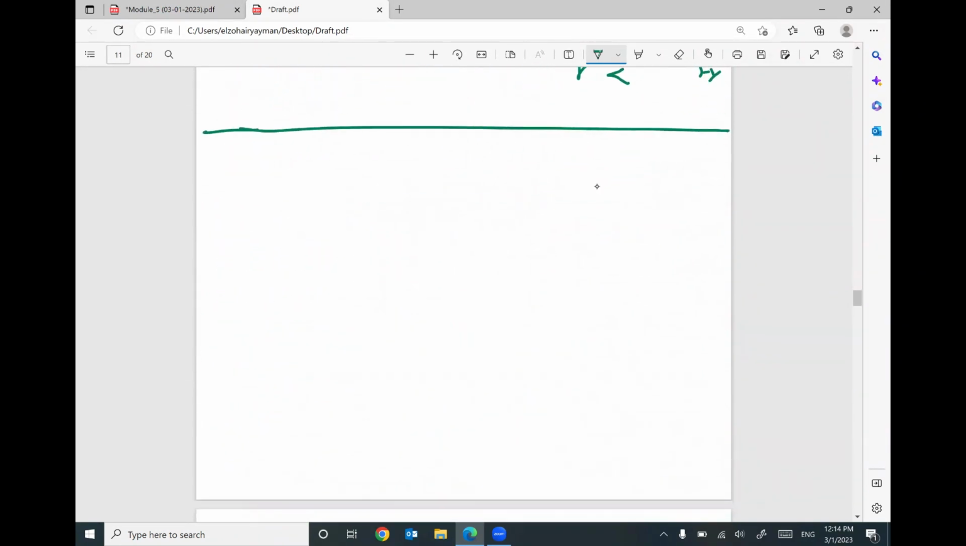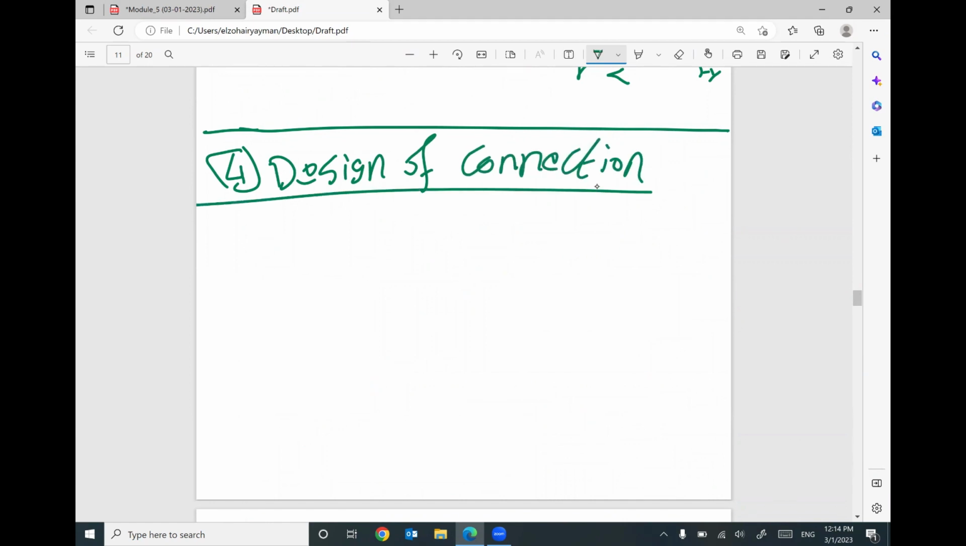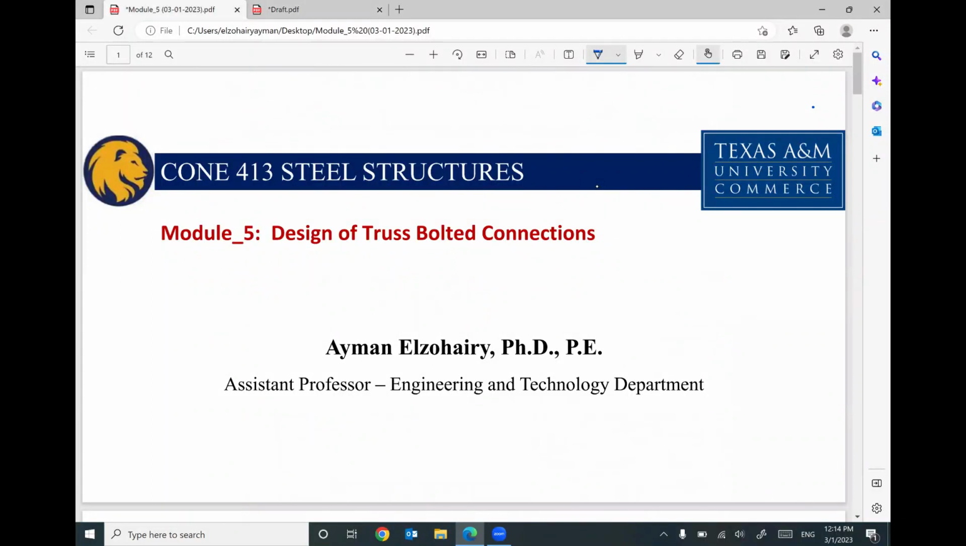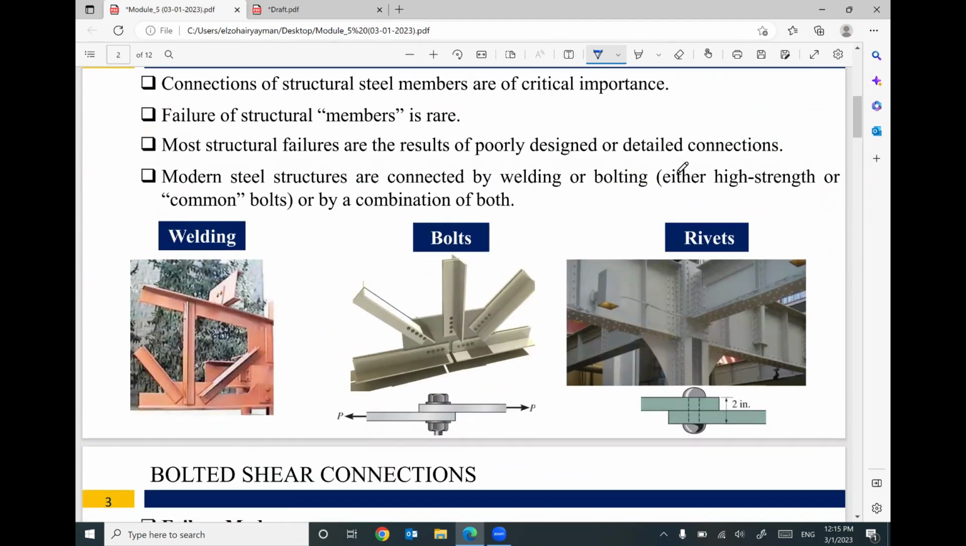Today, we will do another design, the design of connection. I'm going to start with the bolted connection. Keep in your mind that we have 3 different types of connection. You can connect these members together by welding, or by bolts, or by rivets.